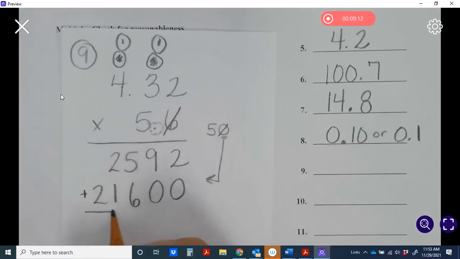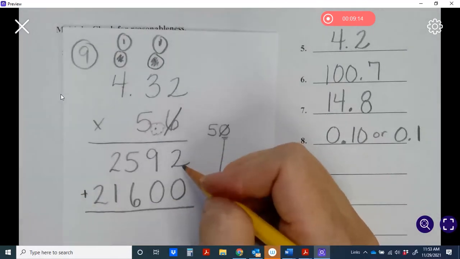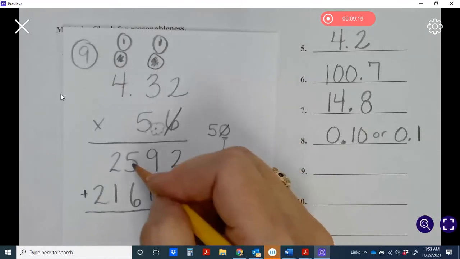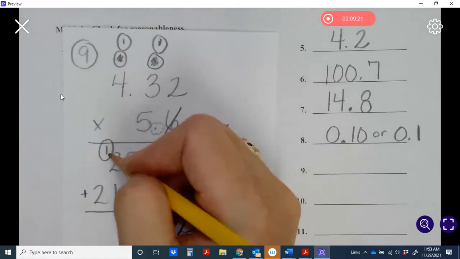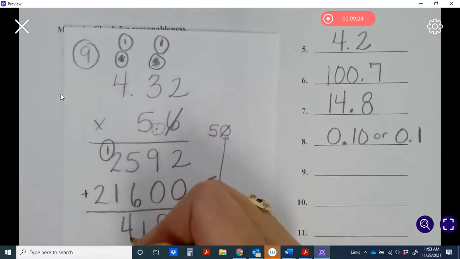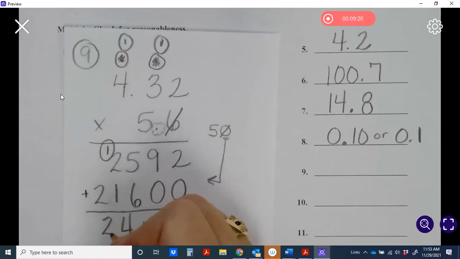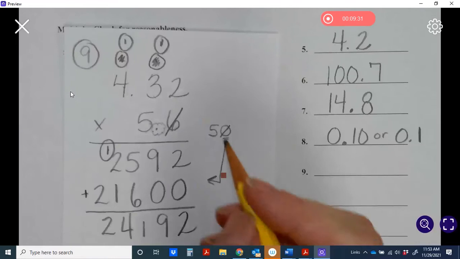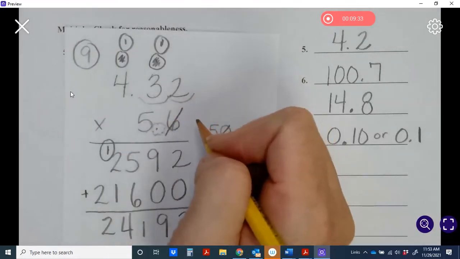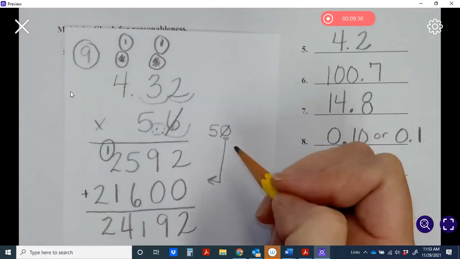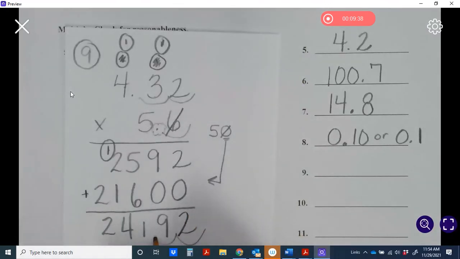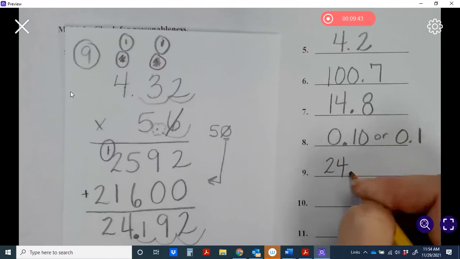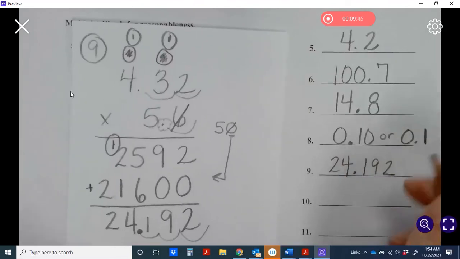Now we add our sums together, our add-ins together. 2 plus 0 is 2, 9 plus 0 is 9, 5 plus 6 is 11, carry the 1. 1 plus 2 plus 1 is 4, and 2 plus nothing is 2. Okay. And then we have 2 decimals in our top number, 1 decimal in our bottom number, for 3 decimals in our answer. So we have 24 192 thousandths.